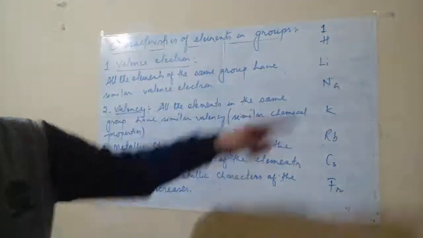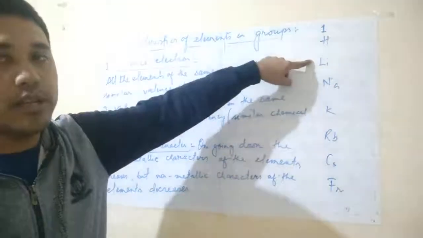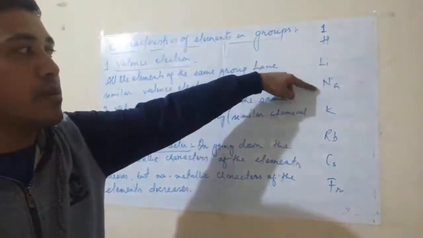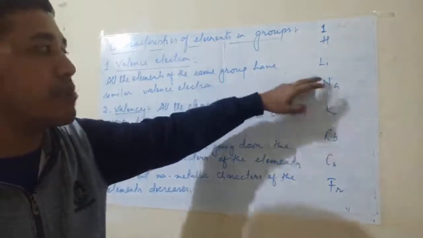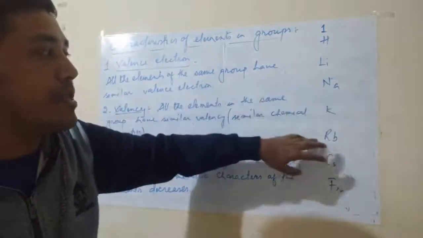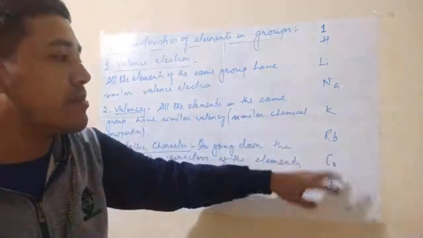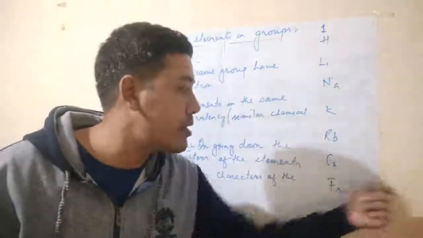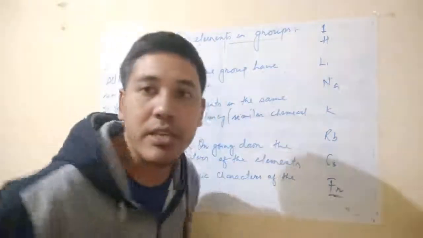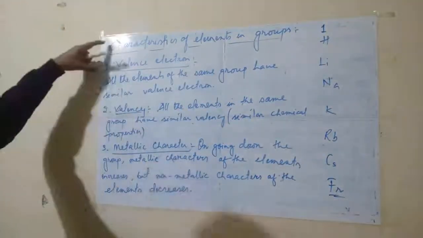For example, look here, lithium is a little less reactive. Sodium is more reactive than lithium, potassium is more reactive than sodium, rubidium is more reactive than potassium, cesium is more reactive than rubidium, and francium is more reactive than cesium. That's because the down part, they are all radioactive elements, right?